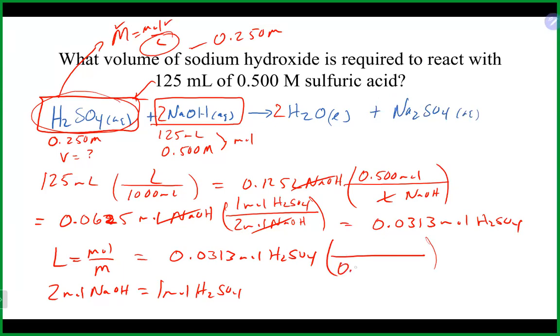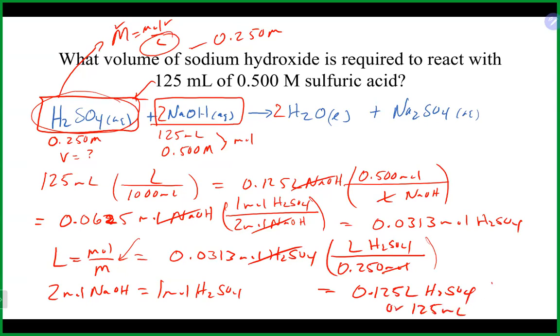So 0.25 moles per liter of H2SO4. We're basically dividing by the molarity like we see here. Our moles will cancel, and that will get us 0.0313 divided by 0.250, which is going to give us 0.125 liters of sulfuric acid, or 125 milliliters of sulfuric acid would be needed to neutralize that.